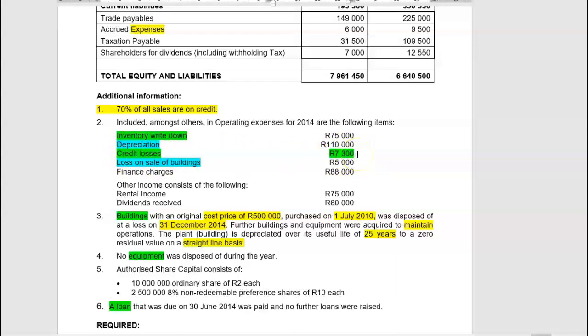What do credit losses do? They decrease profit before tax. So if I want to eliminate that, I have to add it back.